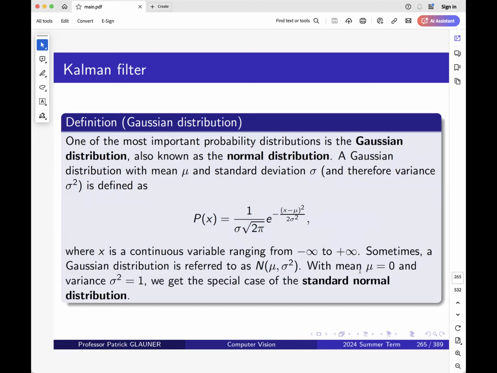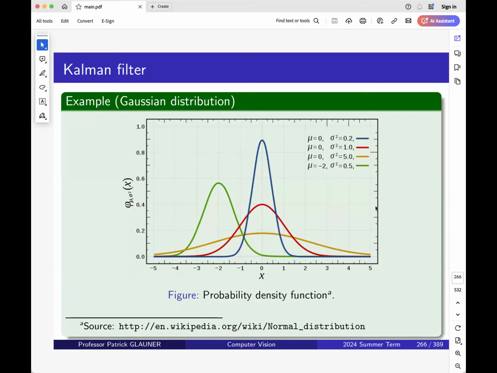There is a special case where we say the mean of the distribution is 0 and the variance, so sigma squared, is 1. If that's the case, we actually talk about a standard normal distribution, and you can plot it. You can customize this with the mu and sigma squared. So the normal one is the red one. It's this red curve. We see its mean is 0, and then it goes like this.